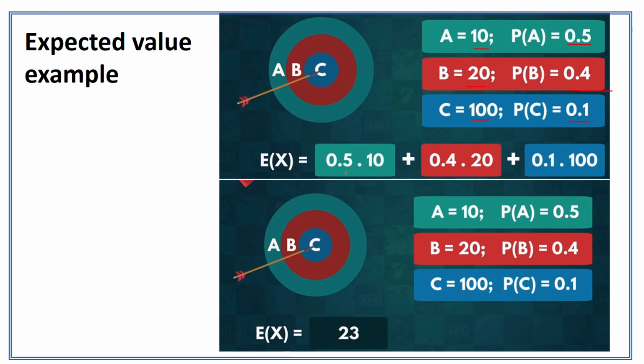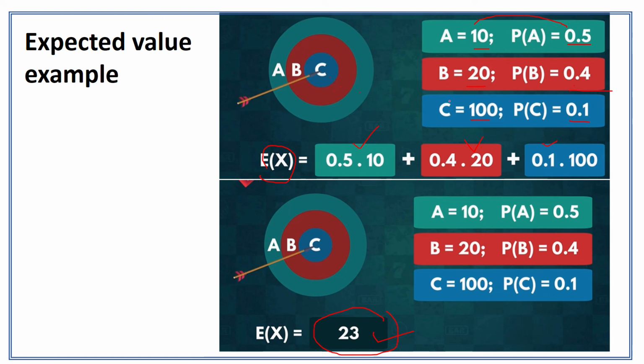So my expected reward, E of x, will be 0.5 into 10, plus 0.4 into 20, plus 0.1 into 100. This answer will work out to be 23. So this is an expected value. Now here you can see one drawback. As per calculations, the expected value is coming to 23. But in our marking system, we can nowhere achieve 23. One can achieve either 10, 20 or 100.